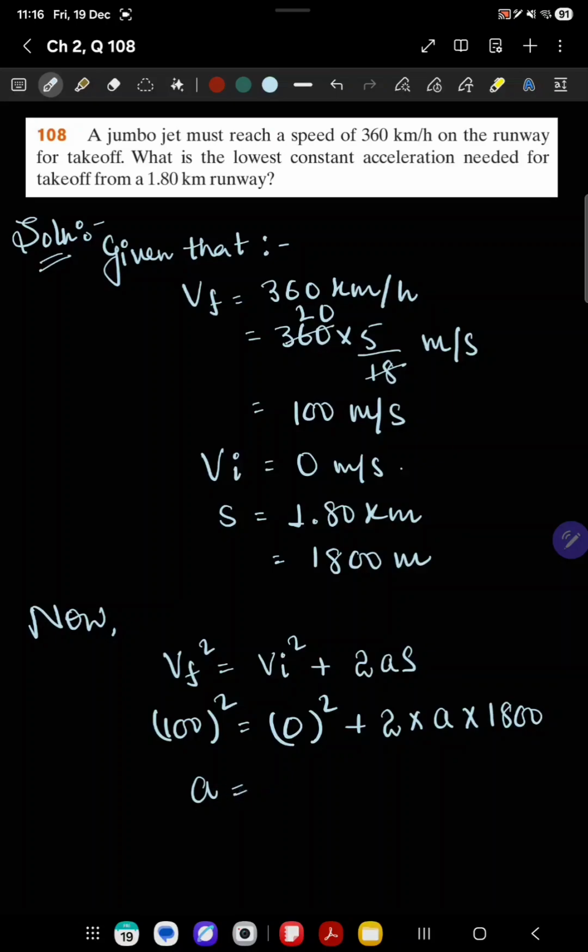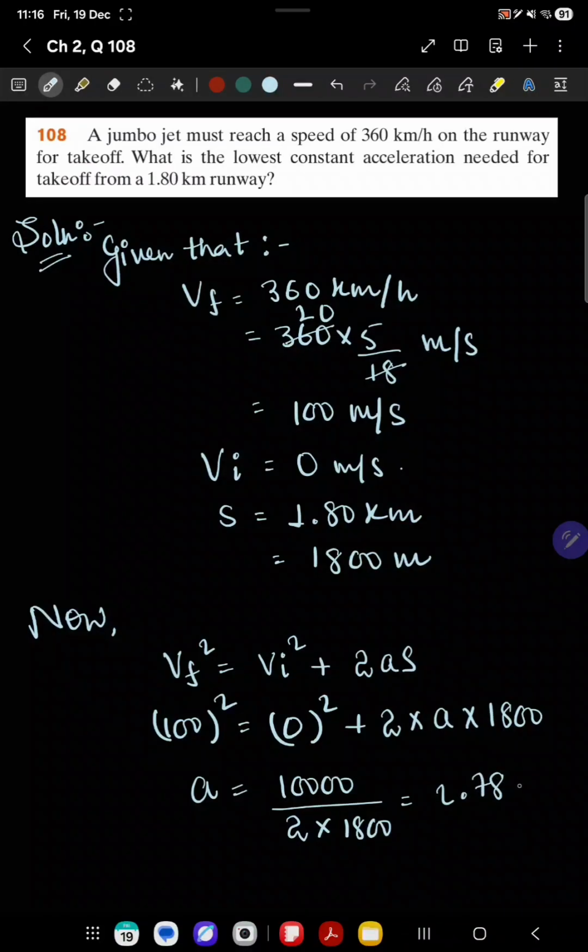So from here we can write a as 10000 by 2 times 1800, which will give us a value of 2.78 meter per second square, which will be our final answer. That's all.